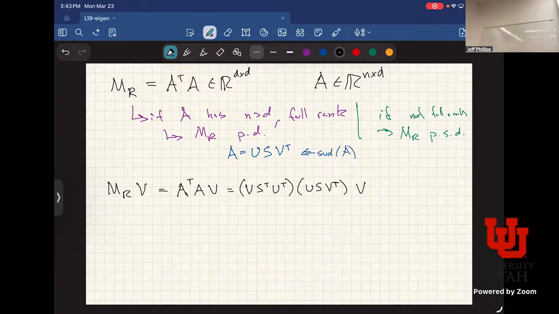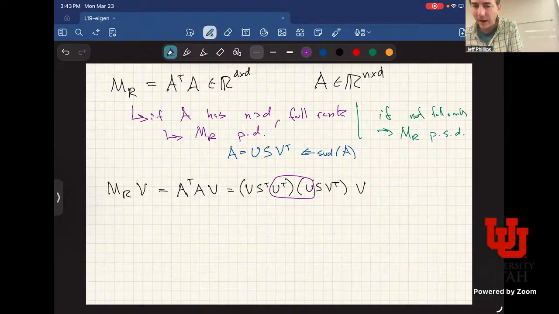Okay, so I did M_R V and I get V S transpose U transpose U S V transpose V. It's a lot of symbols here, but hopefully they all make sense. What's nice about these is there are going to be two cancellations. First, U transpose U, I can multiply them now in any order I want. I can change the order of multiplication. Sometimes this is slower, but what it gives me is some cancellation.